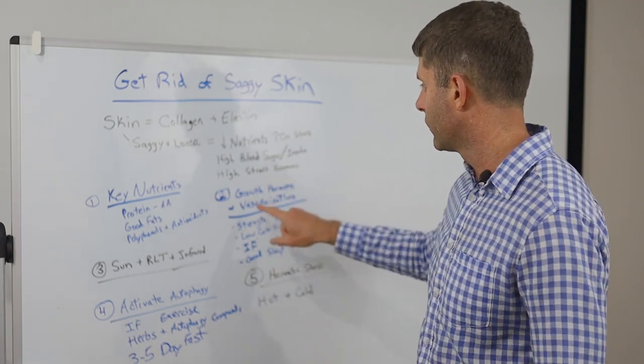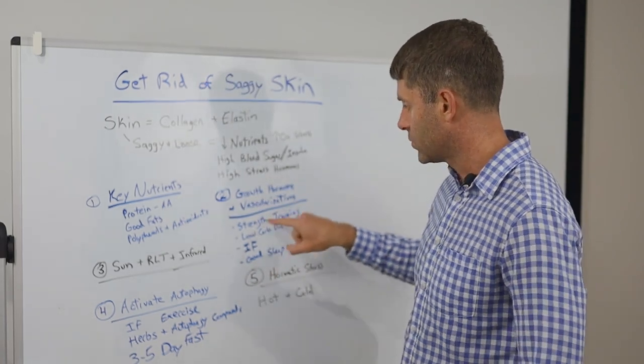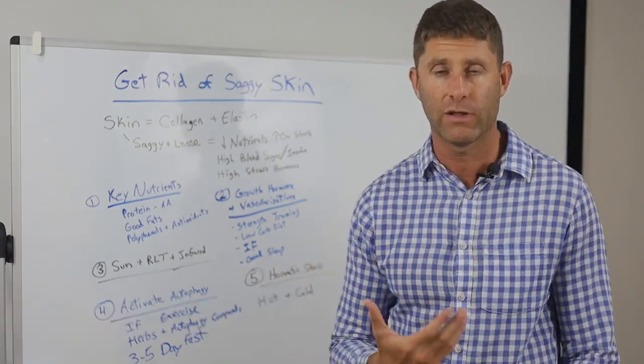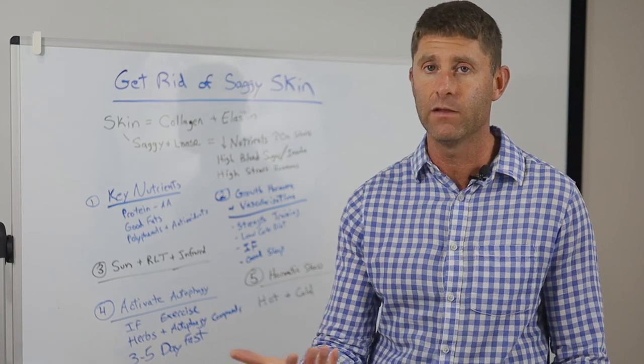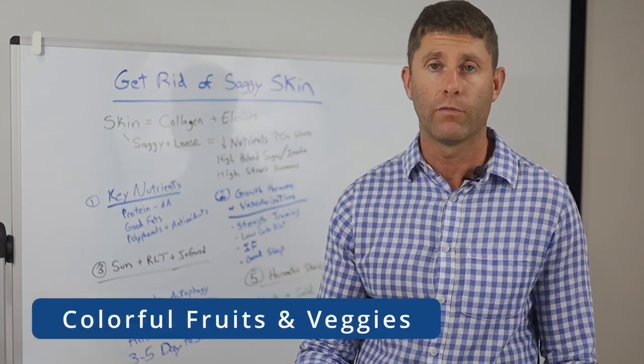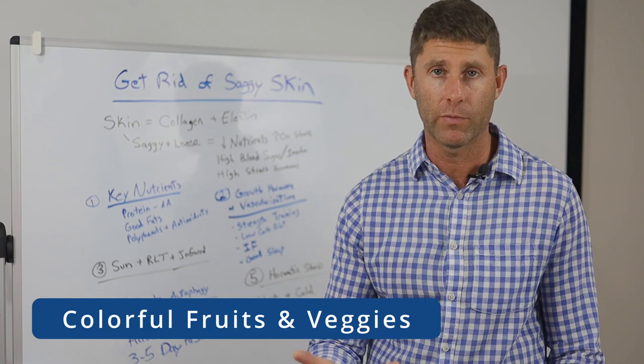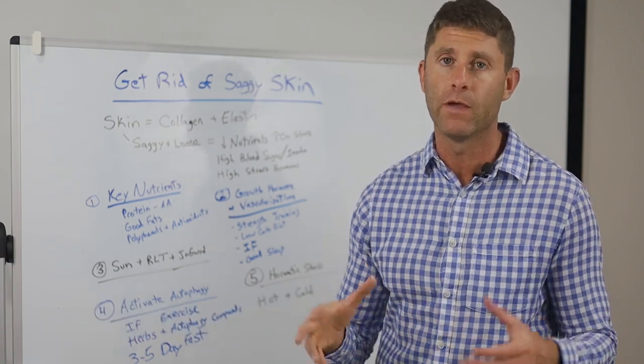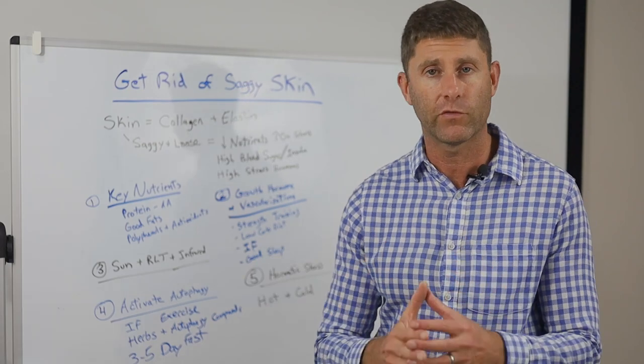And so going back here, getting good vascularization, strength training, low carb diet. So keeping our carbohydrate levels down. The carbohydrates we're getting should be coming from colorful fruits and vegetables. That's really where we want to get it. Not from grains, not from processed starches, things like that. Colorful fruits and vegetables, that's the way to get it.